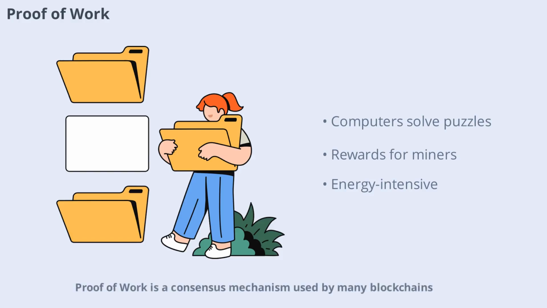Proof of work is a consensus mechanism used by many blockchains, including Bitcoin. In this system, computers compete to solve complex mathematical puzzles. The first to solve the puzzle gets to add the next block to the chain and is rewarded. This process requires significant computing power, making it expensive to attack the network. Proof of work is effective but can be energy-intensive, leading to discussions about more sustainable alternatives.